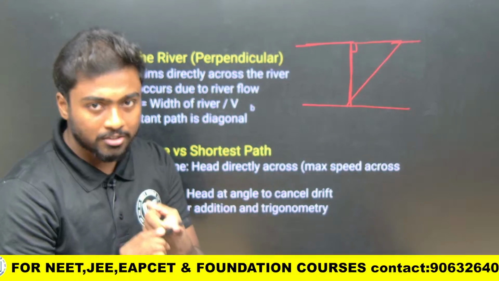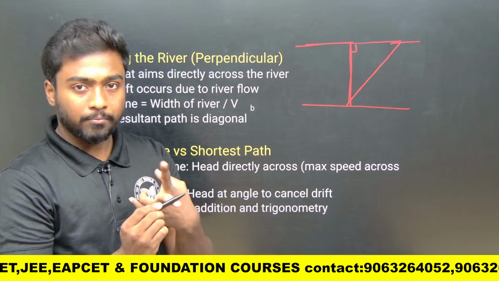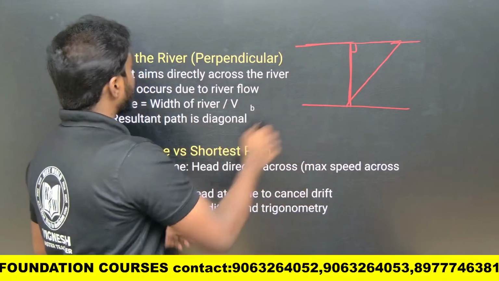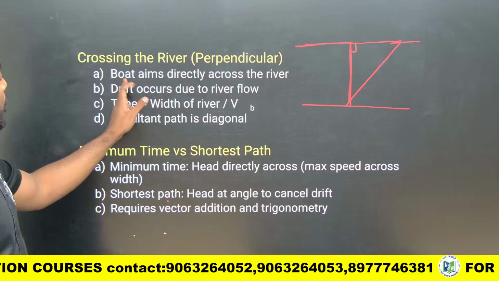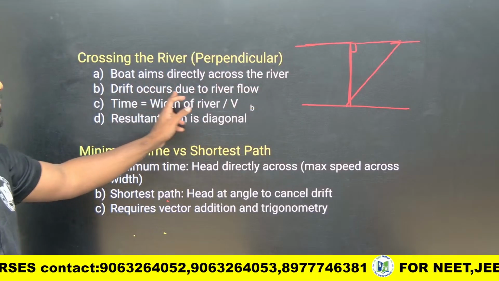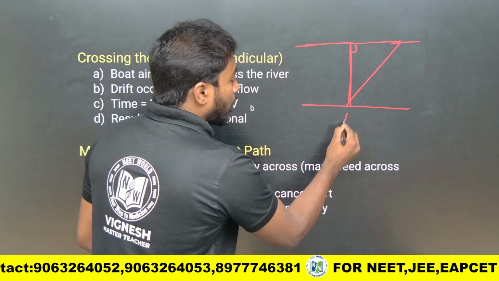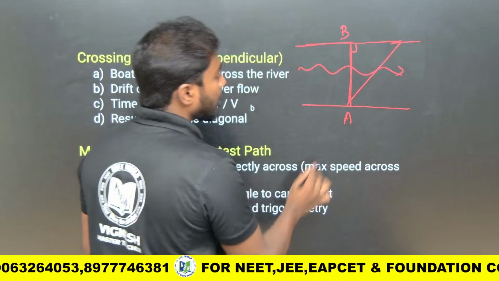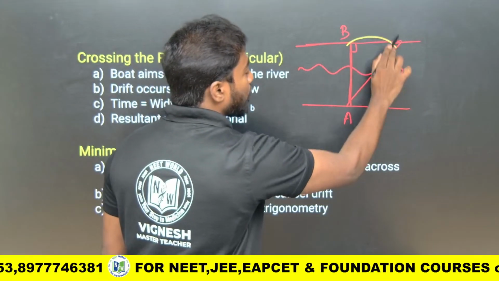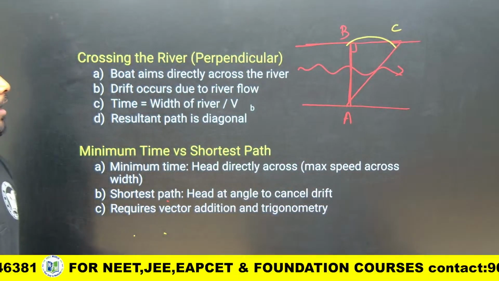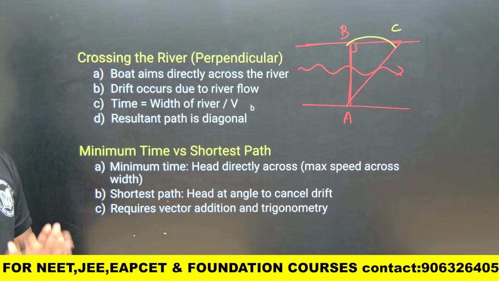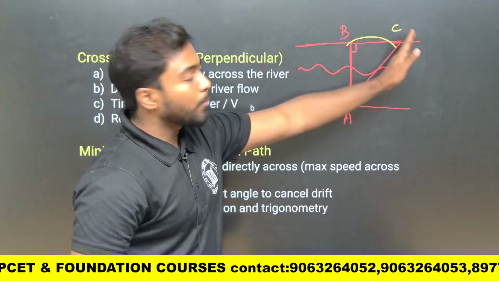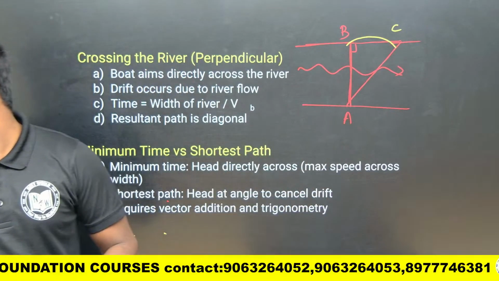One thing is shortest distance, another thing is shortest time. Both are there, and we are going to discuss both of them. First, crossing the river perpendicular: the boat aims directly across the river, and drift occurs due to the river flow. I want to go from A to B directly, but due to the flow of the river I am drifting from point B to point C. How much drift has taken place? How much distance from point B to point C? That's the thing we need to cover.